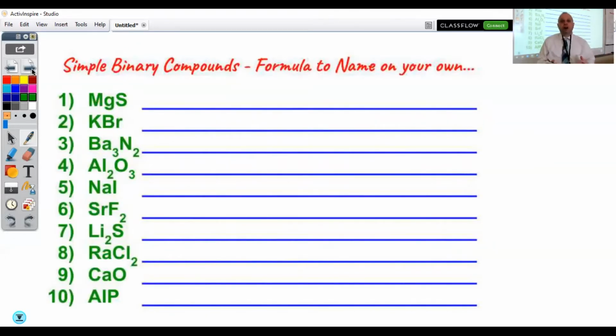So these examples are the first 10 examples on your homework assignment. We're going to work through these together, and then I'd like you to finish the remaining examples on your own. So, in the case of the first one, we have the element magnesium. I'm going to write out the full name of the first element. We're going to change the ending on the second element to an IDE ending. So in this case, that will be sulfide. In the case of number 2, we have potassium.